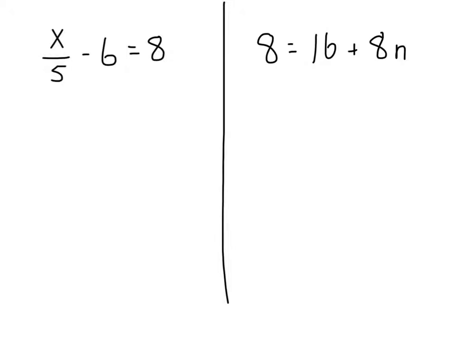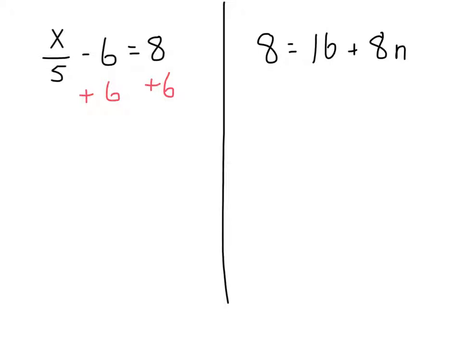The first one, we have x divided by 5 minus 6 is equal to 8. So remember, the very first thing we're supposed to do is move the number that is not connected with a variable, which is 6. We need to move that over to the right side of the equation. So if we have minus 6, remember we're going to add 6 to both sides.